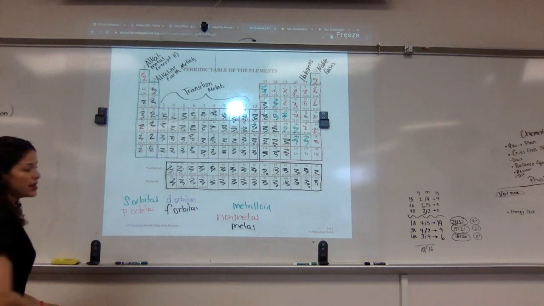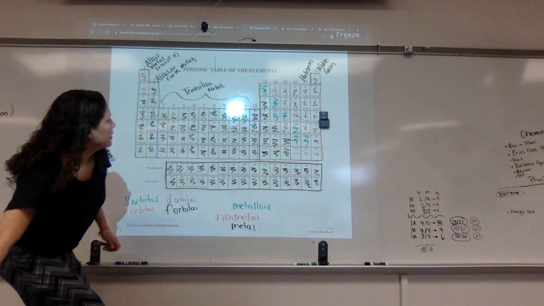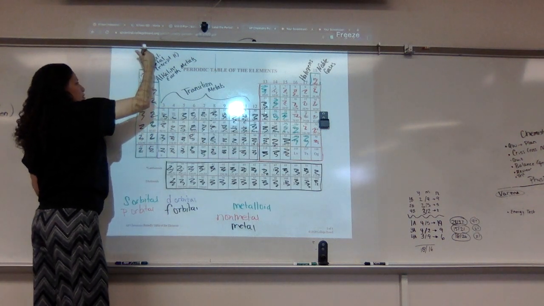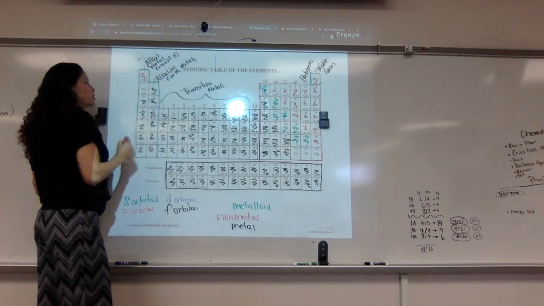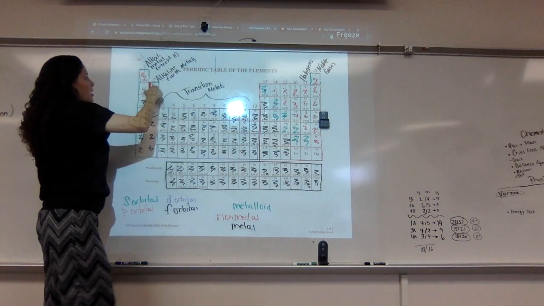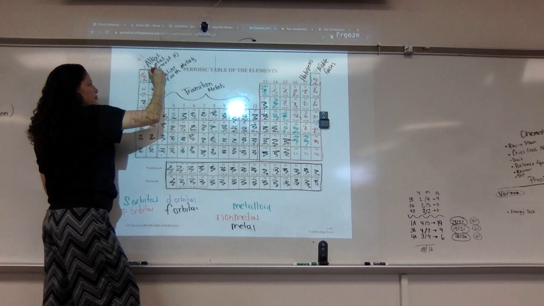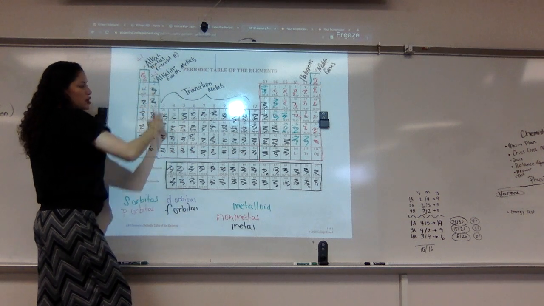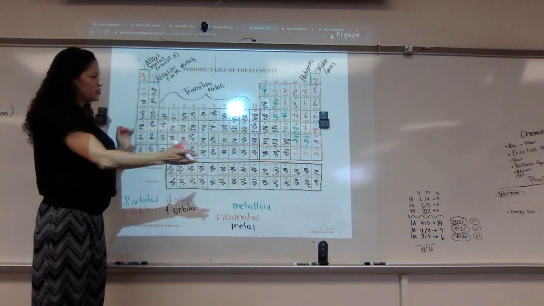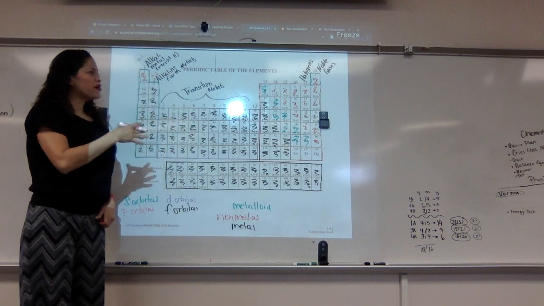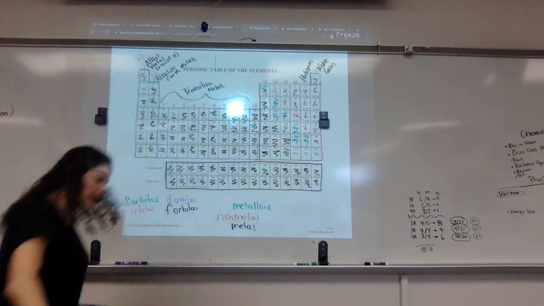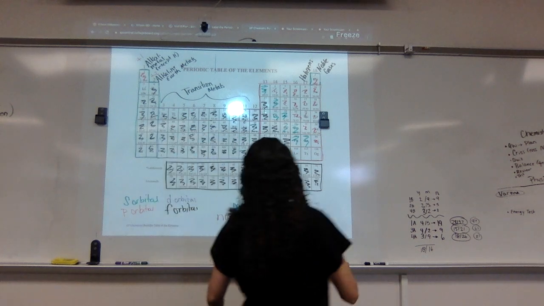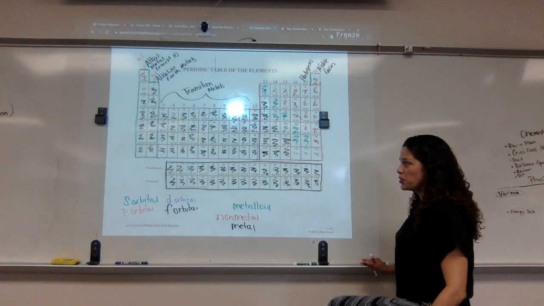Everybody in group 1 has a tendency to have a +1 charge, which means they give up 1 electron. My alkaline earth metals, right here, have a +2 charge. Transition metals, because of that d orbital, can share off more electrons, so we're going to let them be for now. The way we'll know is going to be the Roman numerals when we assign it.